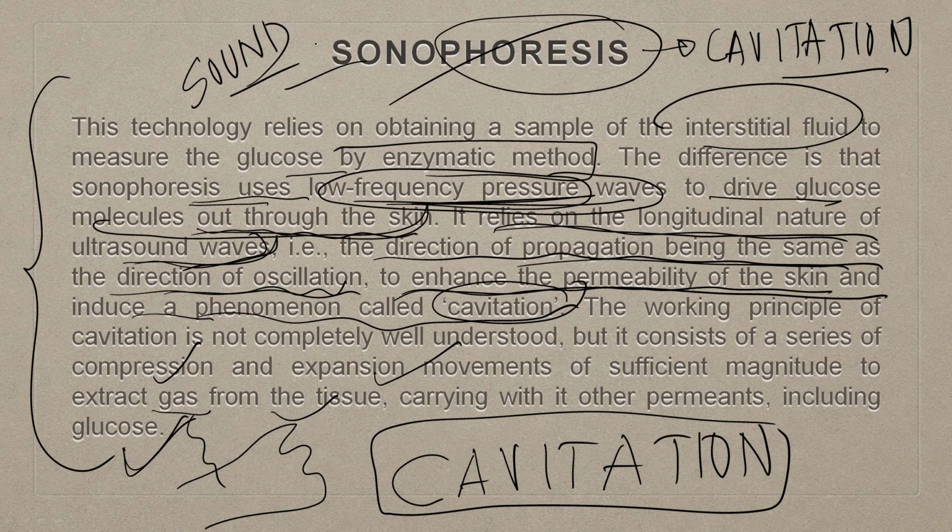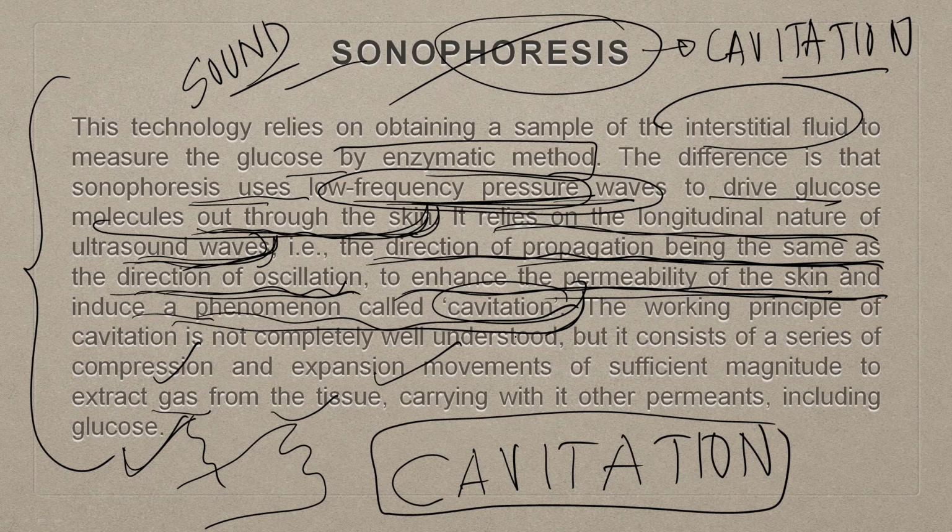So, the technology relies on obtaining a sample of the interstitial fluid to measure the glucose by enzymatic method, but how it does so, the difference is that sonophoresis uses a low frequency pressure wave to drive glucose molecules out through the skin. So, in changing the skin permeability, the glucose comes out. It relies on the longitudinal nature of the ultrasound waves, the direction of the propagation being the same as the direction of oscillation, to enhance permeability of the skin and induce a phenomenon called cavitation.